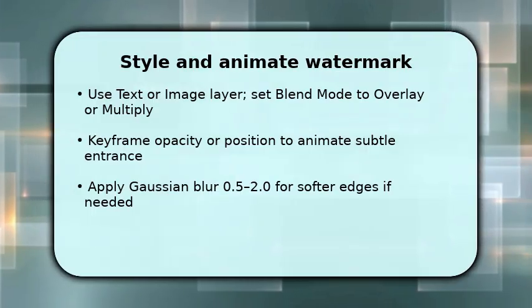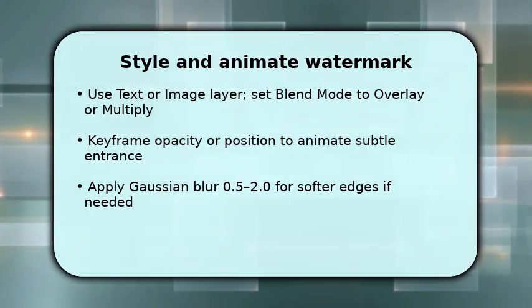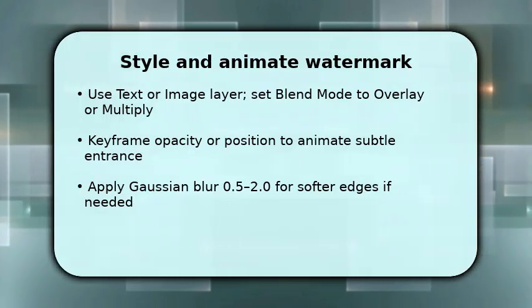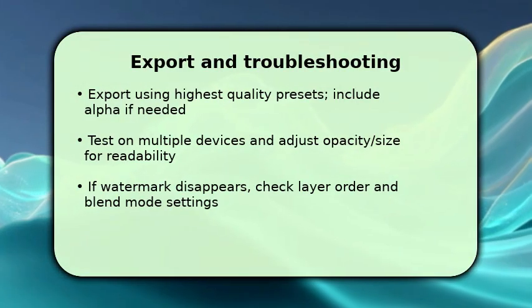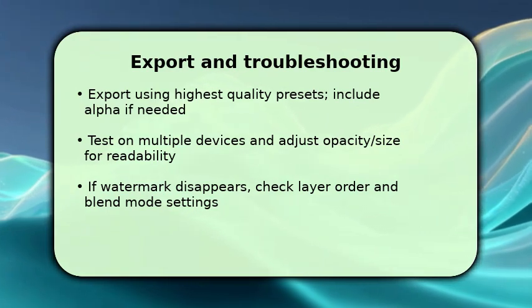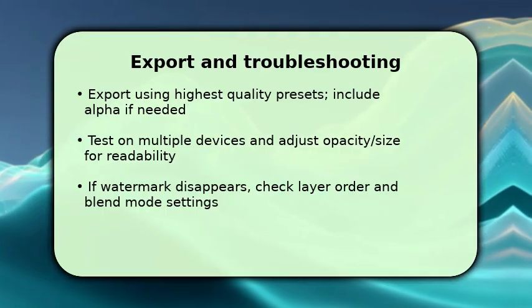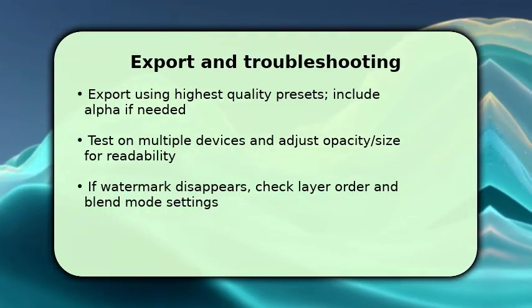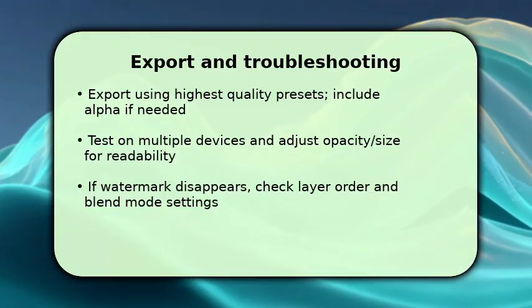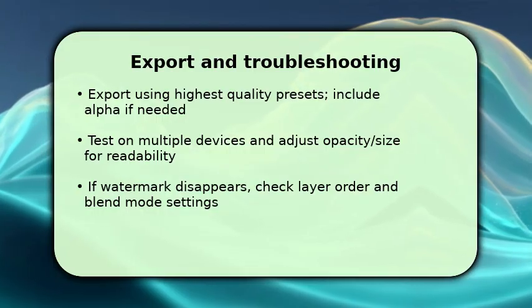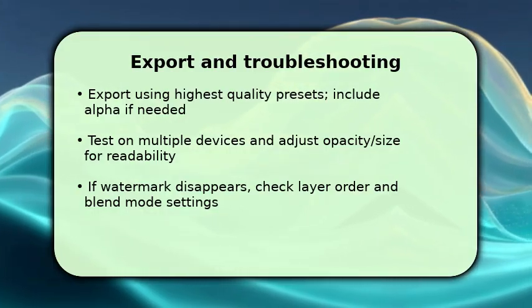Make small tweaks like 0.520 blur and scale adjustments to maintain legibility across devices. You finish by exporting with high quality and the correct codec. If you use transparency for overlays, export with an alpha channel or bake the watermark into the video. Once exported, review on phone, tablet, and desktop to confirm size and opacity work across screens. This step explains why cross-checking prevents surprises.